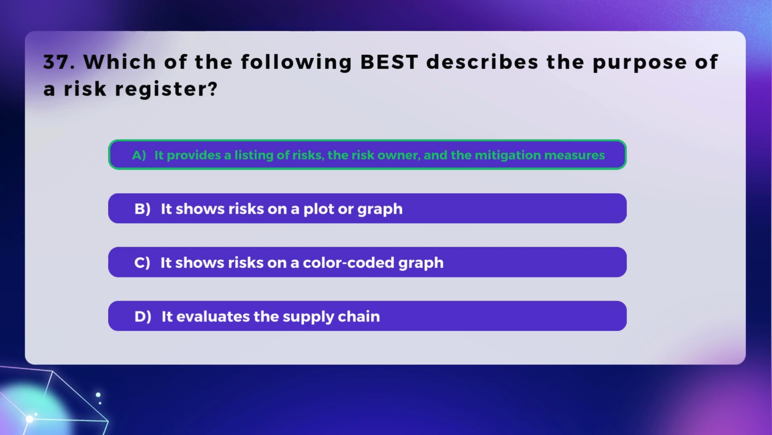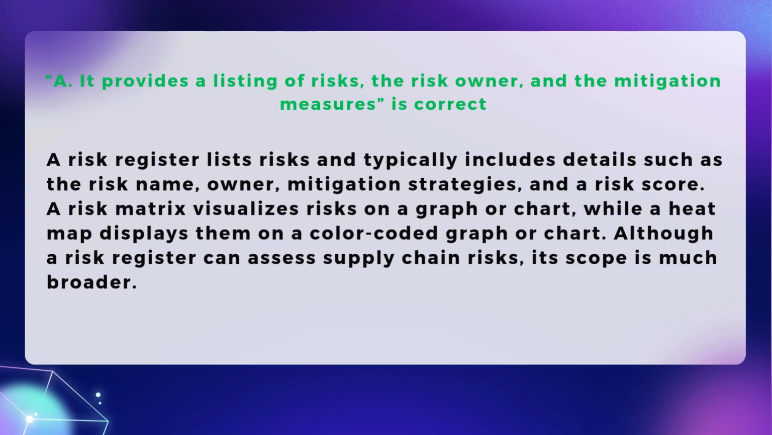The correct answer is A. A risk register lists risks and typically includes details such as the risk name, owner, mitigation strategies, and a risk score. A risk matrix visualizes risks on a graph or chart, while a heat map displays them on a color-coded graph or chart. Although a risk register can assess supply chain risks, its scope is much broader.